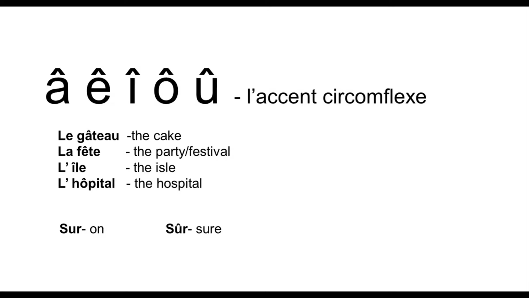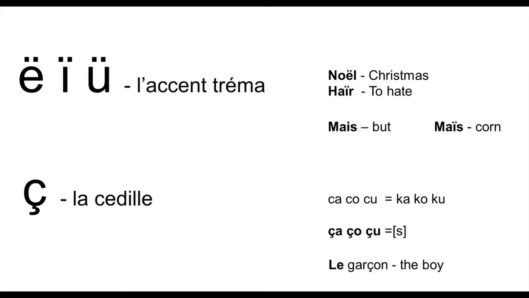For example, sur. It can be the preposition on, and when there is an accent circonflexe on the top of U, it means sure. So focus on the accents to understand the meaning. Next comes l'accent tréma. 2 small dots on top. Now this is used when there are 2 vowels together and both need to be pronounced. Example. Noël, Christmas. Haïr, to hate.